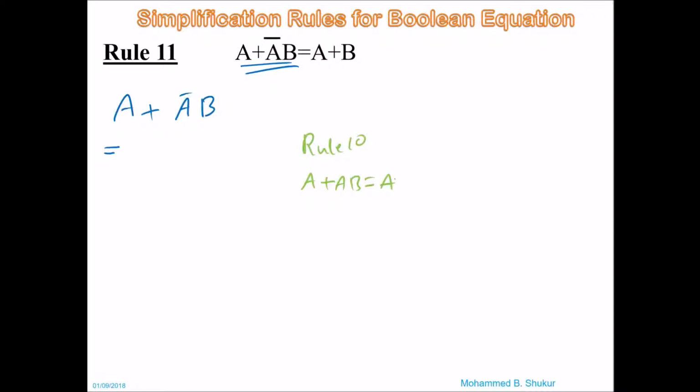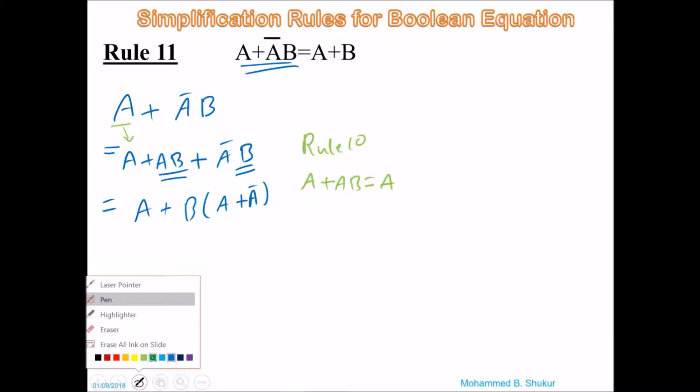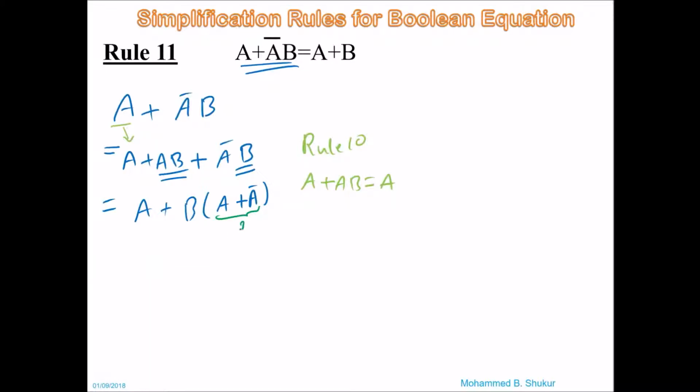So here we can expand a term to a plus a or b. So here instead of a I can write down a or ab, and then I write the rest of the equation, a bar and b. Now I can take b as a common factor from the second and third term. So factoring b out of the second and third term, a or b, then I have a or a bar.